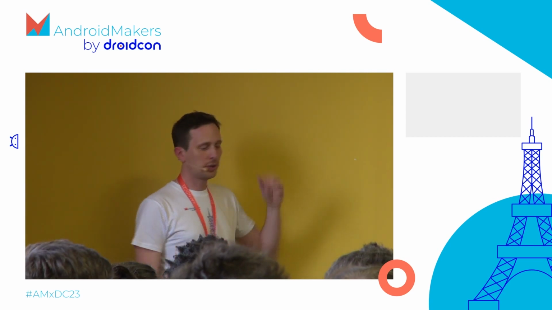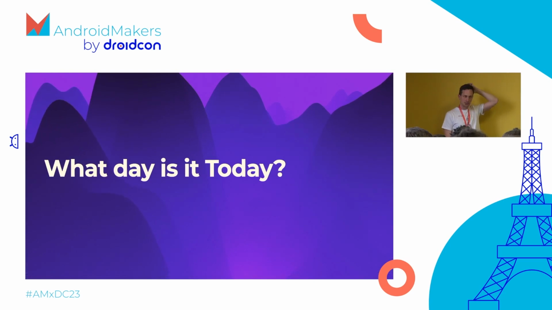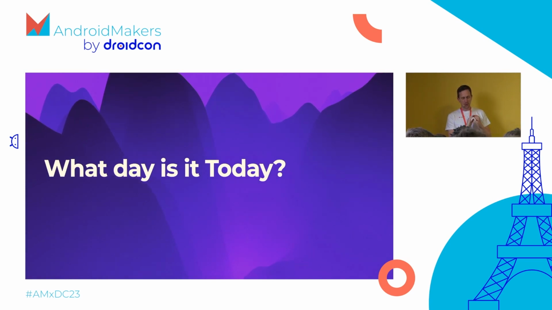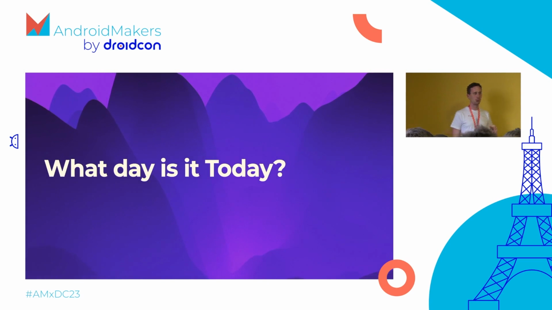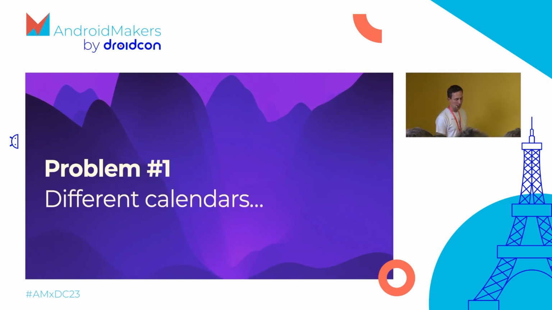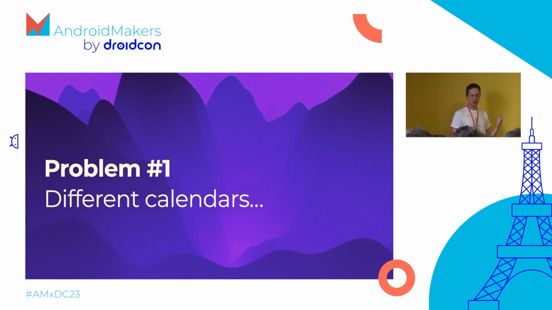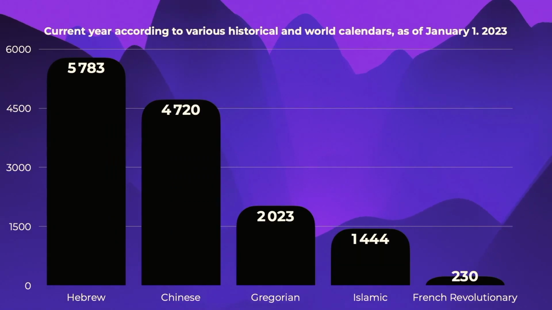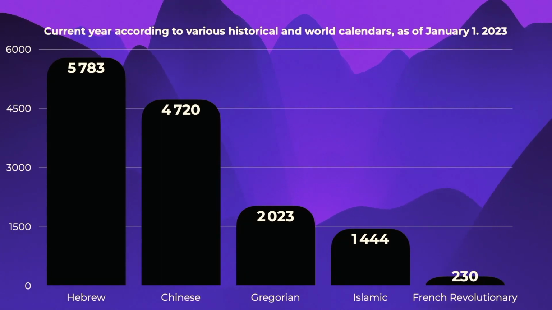First question today: what day is it today? This question might be strange at first, but we are going to explore that it's not so easy to answer, because we have many constraints, like different calendars. I like this one, the current year according to various historical and world calendars as of January the 1st.